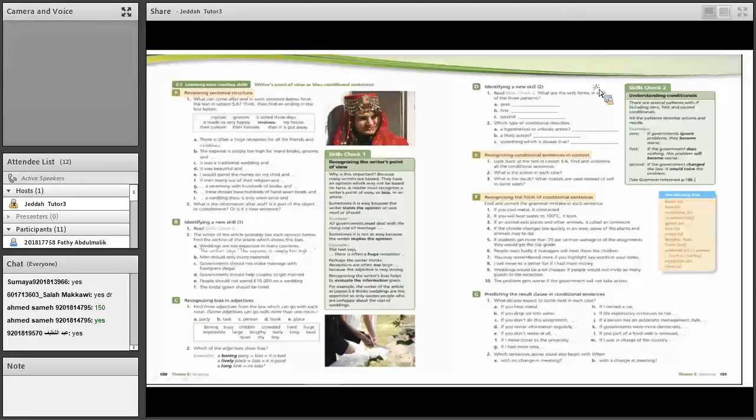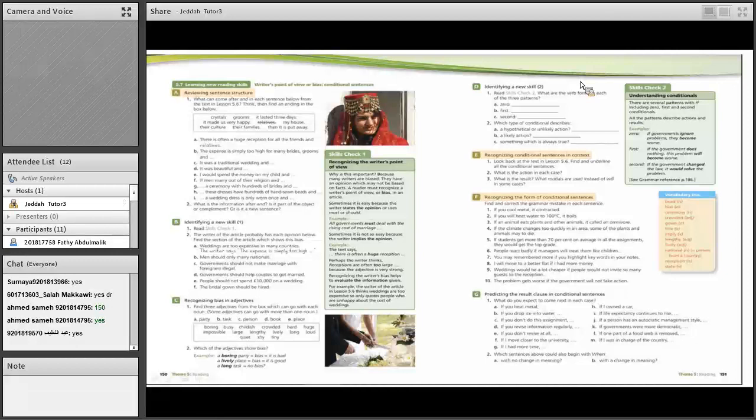This is where we're starting today. And what we have here. So this part is about writer's point of view or bias. Okay, this is what we're doing today. On the level of content, we're talking about the writer's point of view or the writer's bias. On the level of grammar, we're doing conditional sentences.